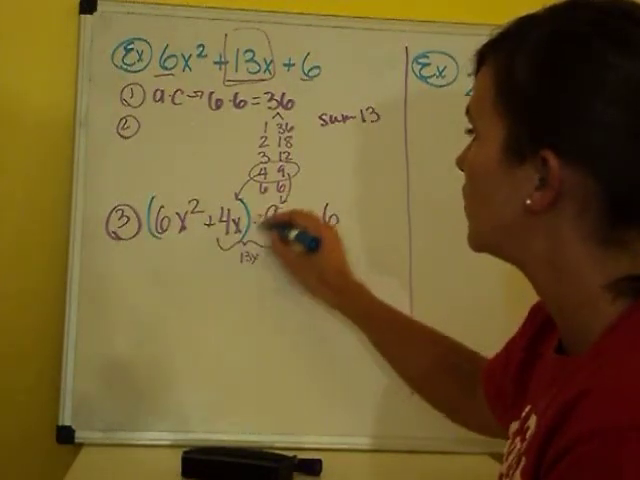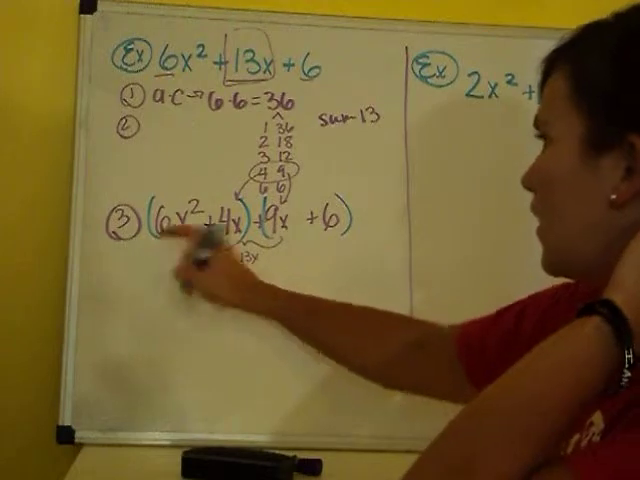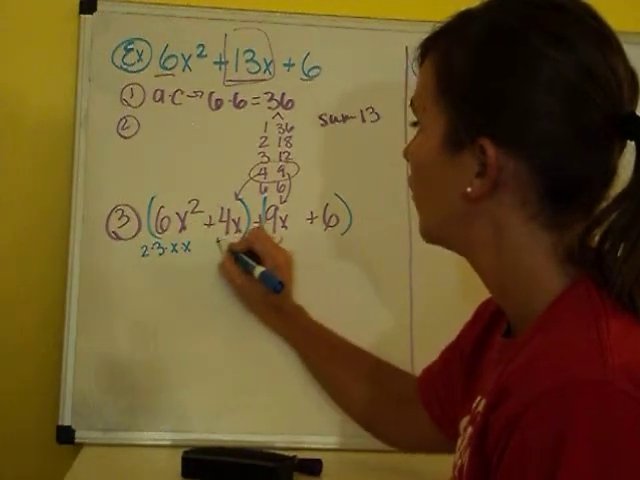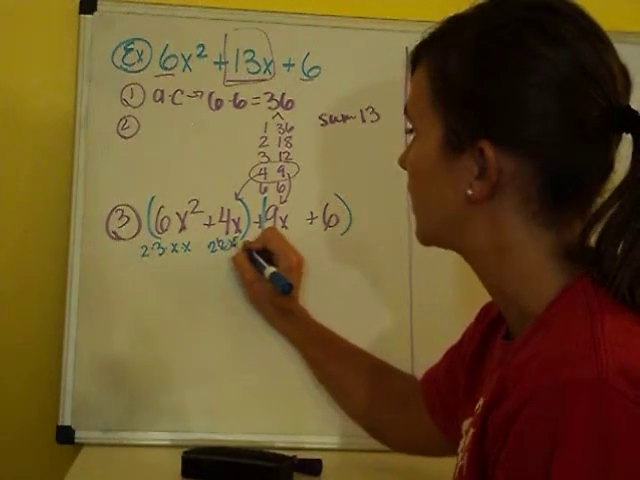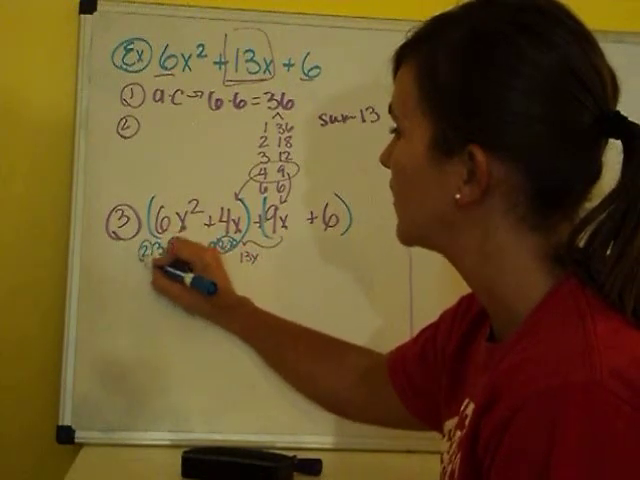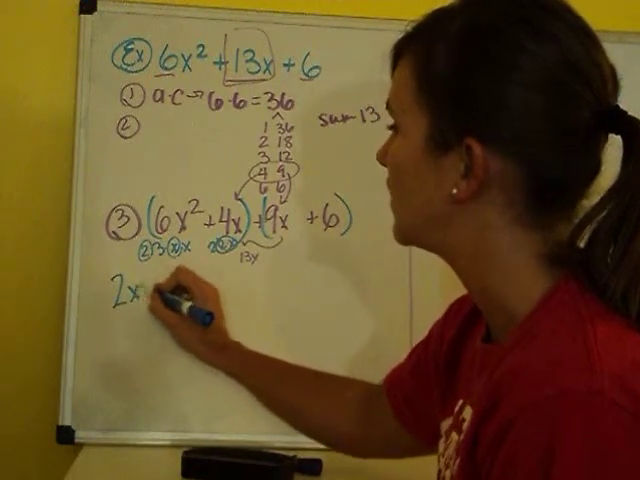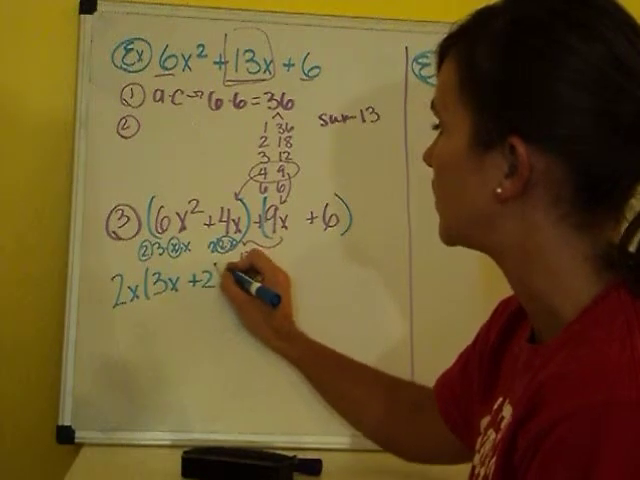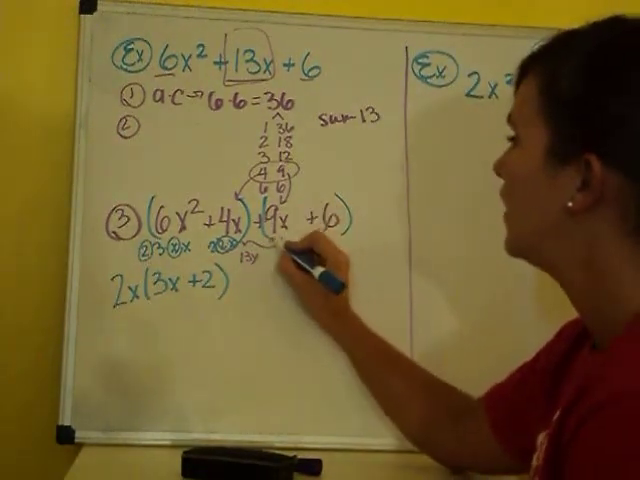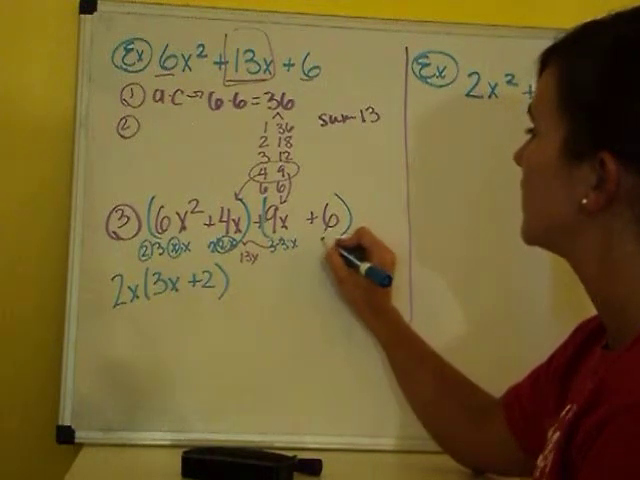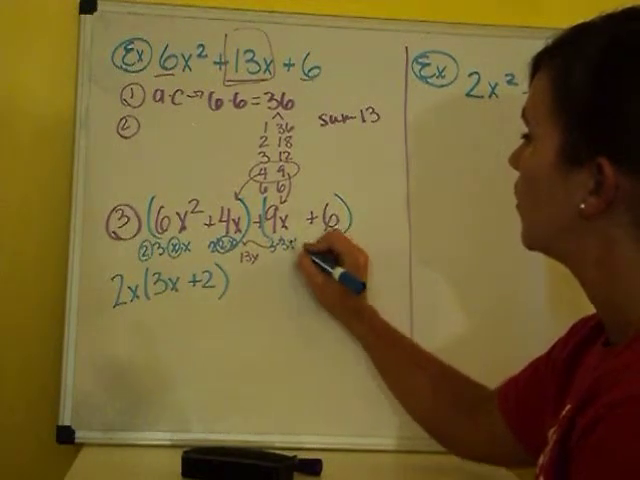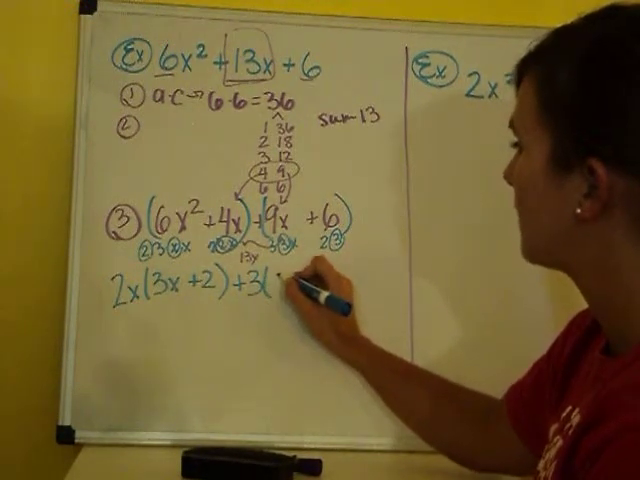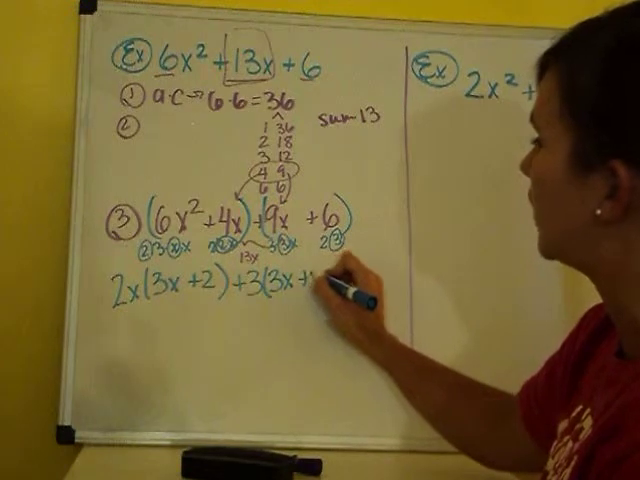Okay, so here we're going to factor by grouping. 6x squared, that's 2 times 3 times x times x. 4x is 2 times 2 times x. So we share a 2x. Remember, it has to be the greatest common factor. My leftovers are 3x plus 2. Here, 9x is 3 times 3 times x, and 6 is 2 times 3. We share a 3, a positive 3, and then I'm left over with a 3x plus 2.